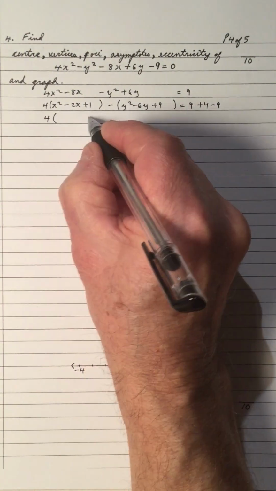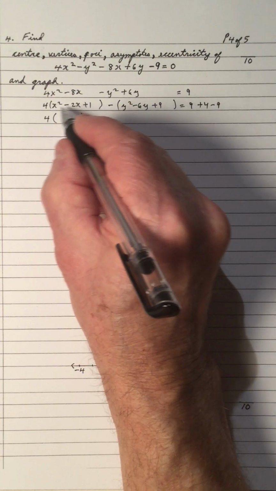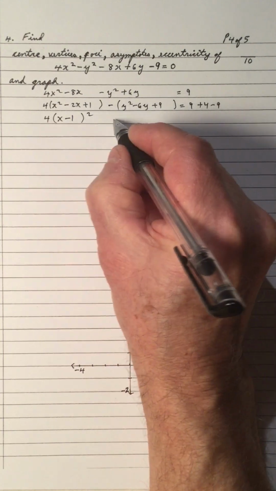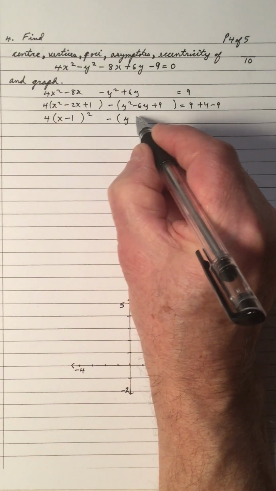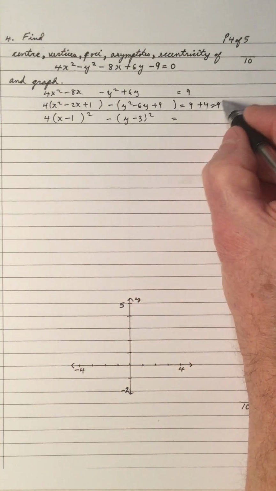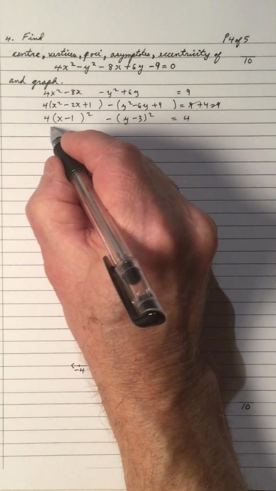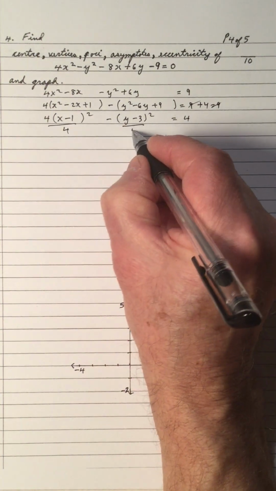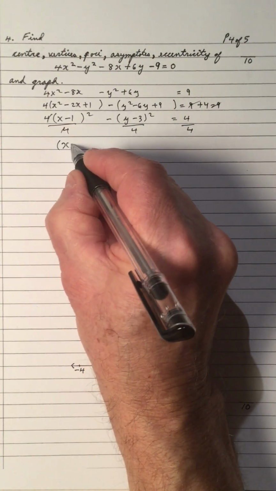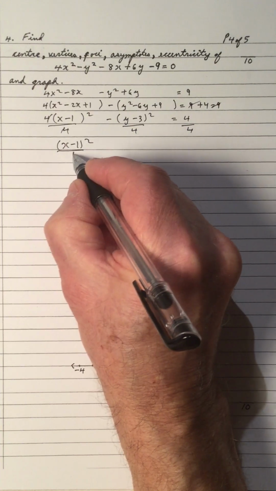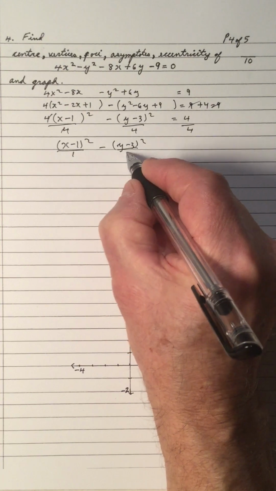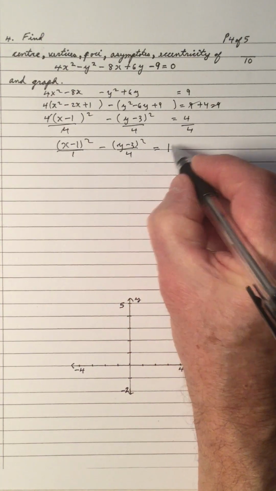So this is 4. Because this is a perfect square trinomial, the square root of x squared is x. A half of negative 2 is negative 1 squared. And y squared is y. A half of negative 6 is negative 3, so that's squared. The 9's cancel, and I get a 4. Now I divide by 4, and the 4's cancel, so I get x minus 1 squared over 1, and y minus 3 squared over 4, and 4 over 4 is 1.